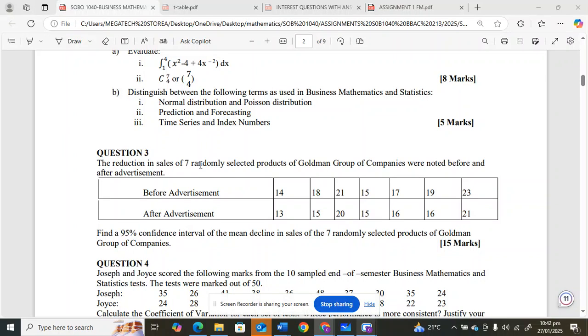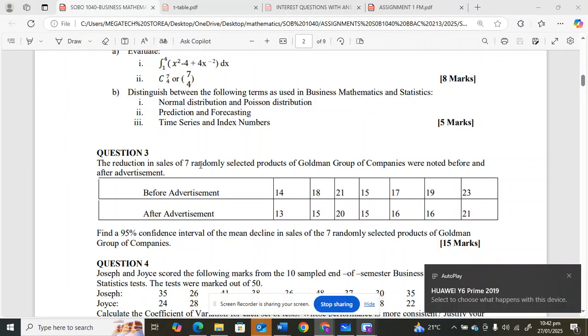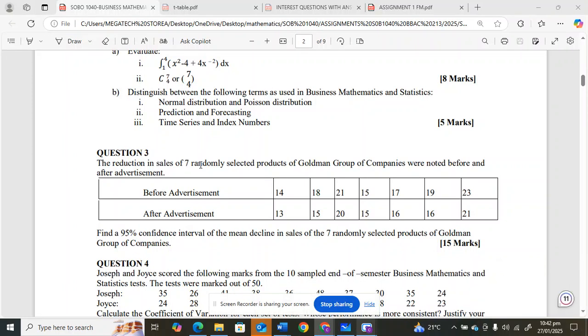Okay, so here, basically, what the question is asking us to find is a certain range in which the sales dropped. And what this 95% means is that if we conduct this test 100 times, 95 times out of those 100 times, the drop in the sales is going to be found in the range that we calculated.